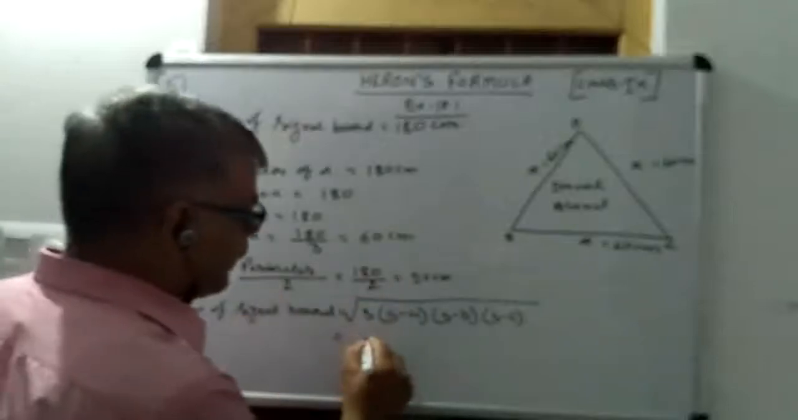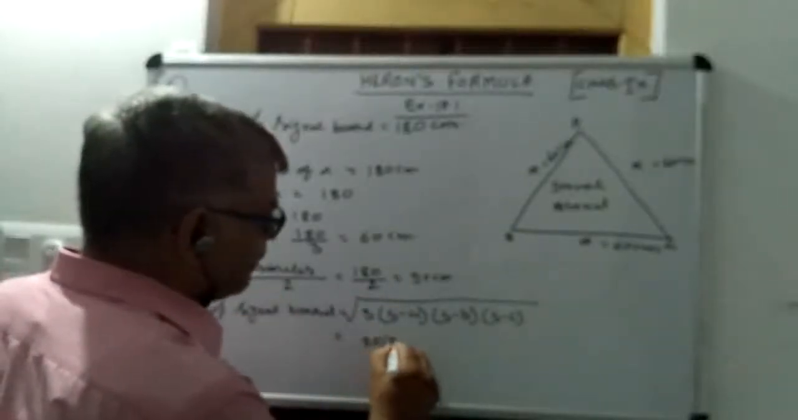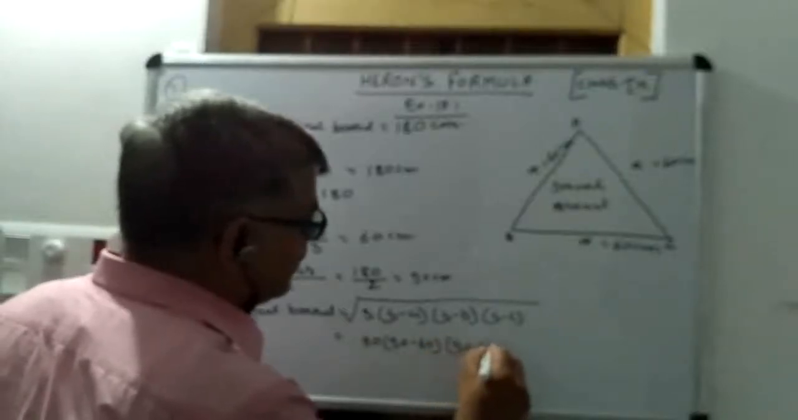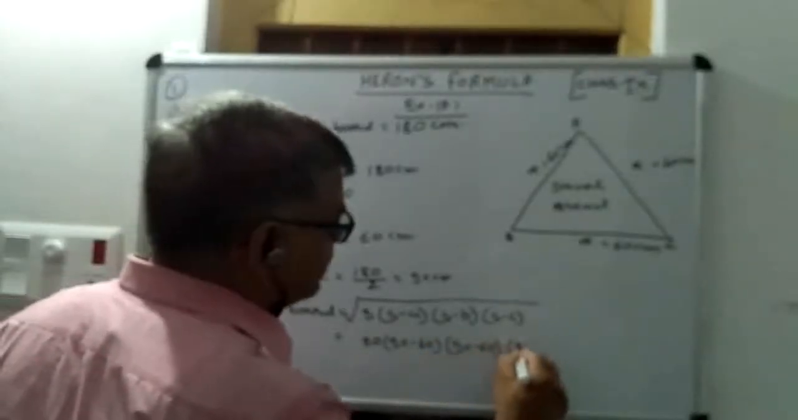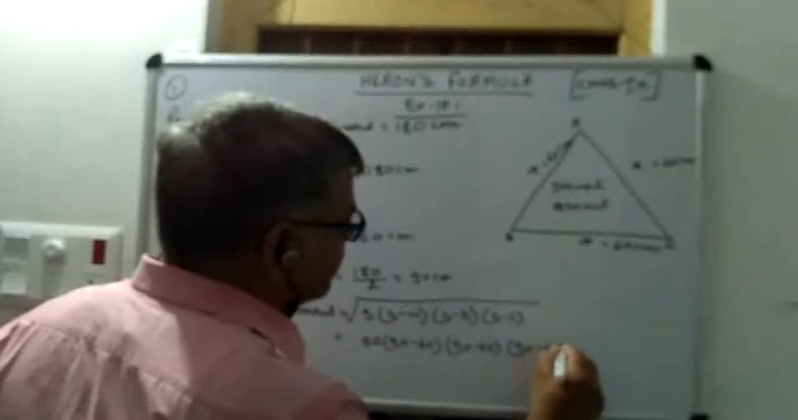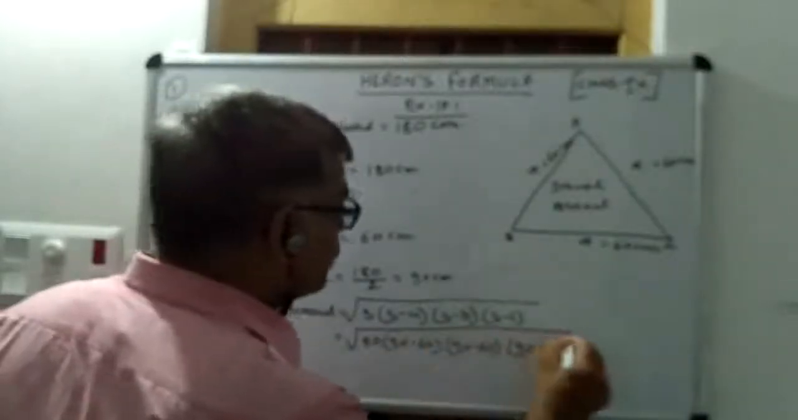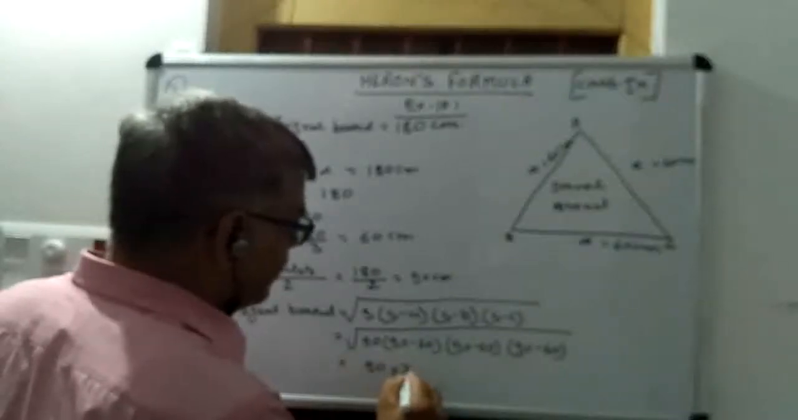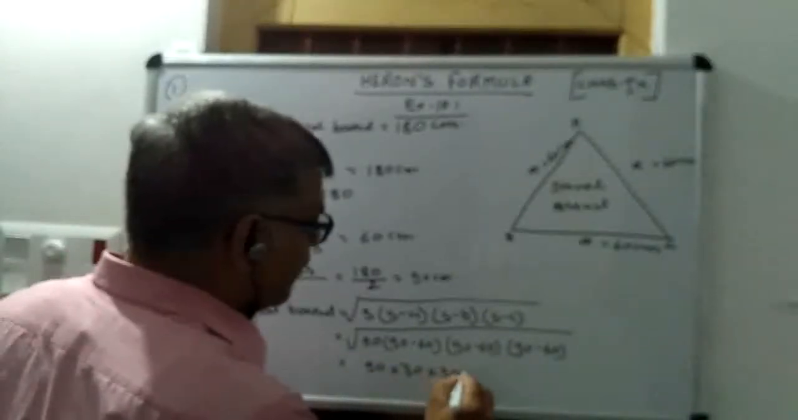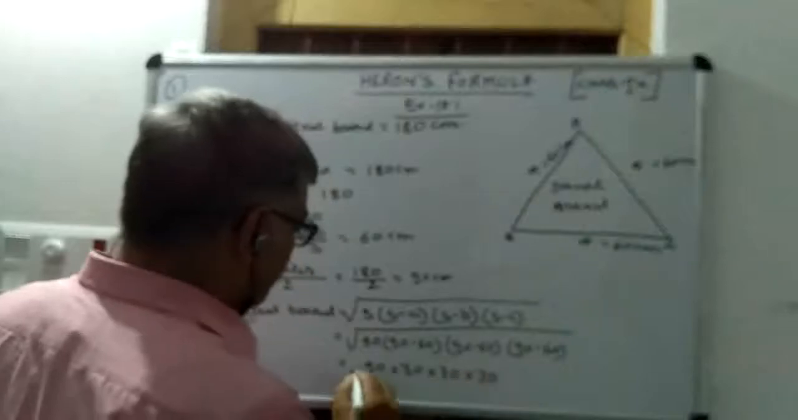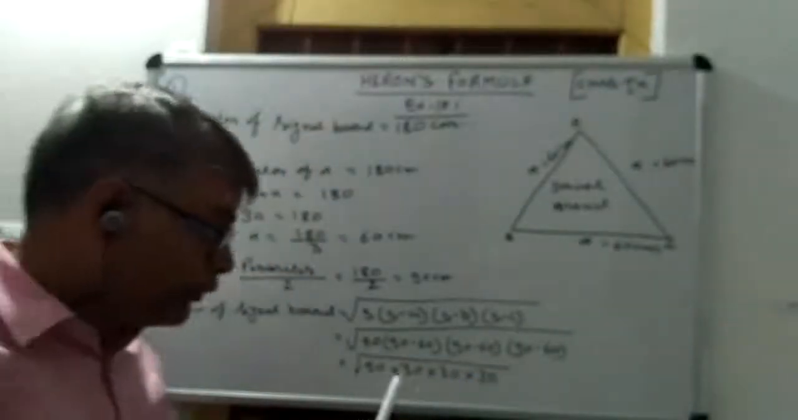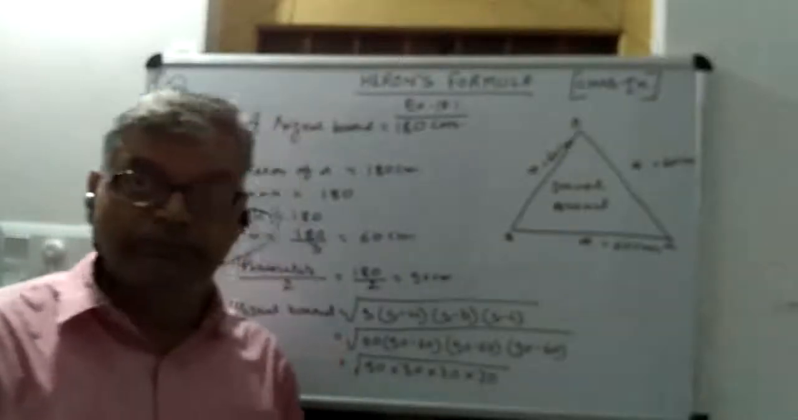Here S equals 90, 90 minus 60, again 90 minus 60, because all three sides are equal, 90 minus 60, under root. Now simplify it, you have root of 90 into 30 into 30 into 30. Now thereafter you have to find its square root.